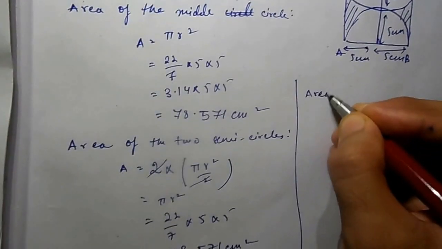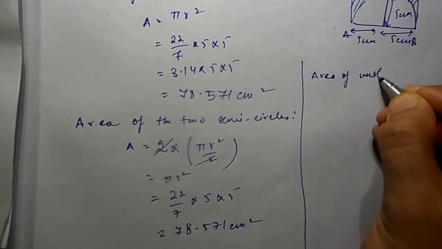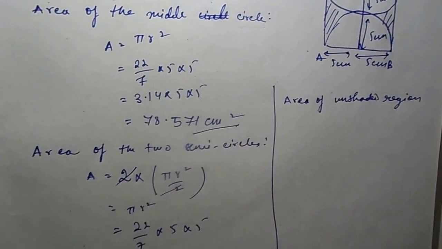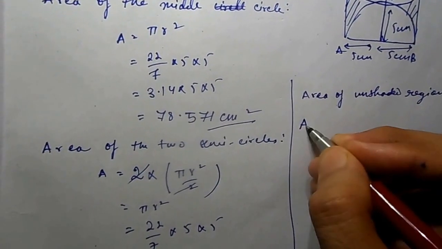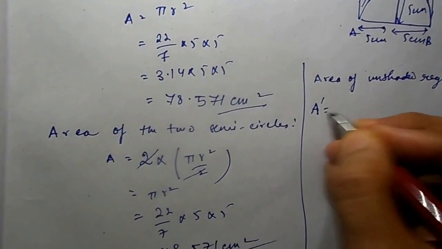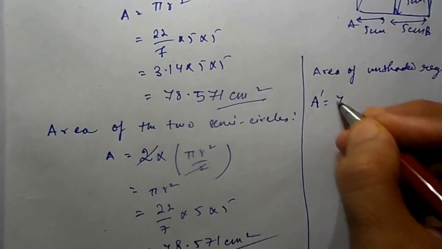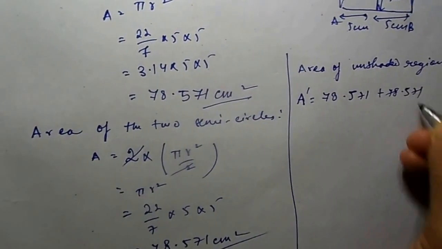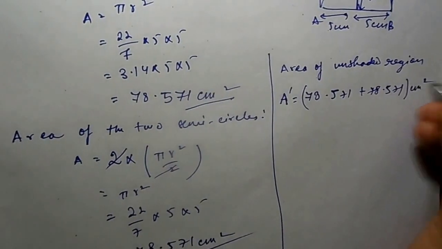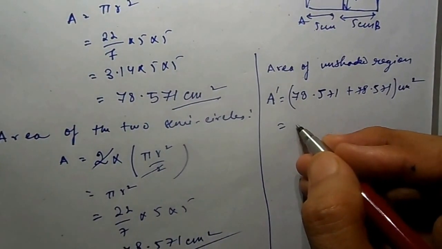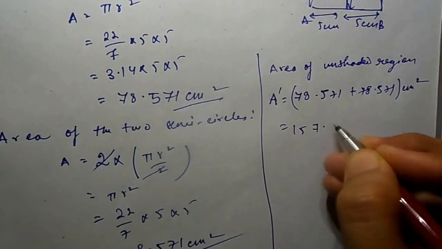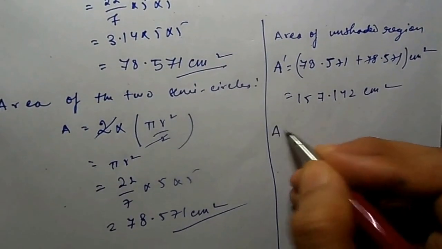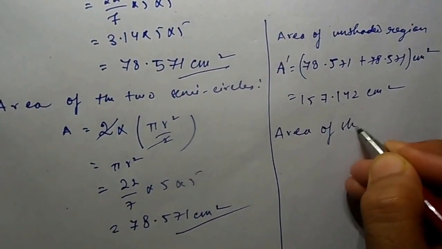Okay, let's solve it over here. Now area of the unshaded region equals the sum of this, let's call it A dash. 78.571 plus 78.571 centimeter square, and that is equal to 157.142 centimeter square.